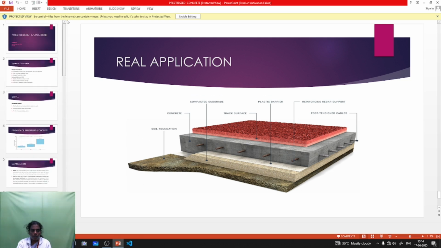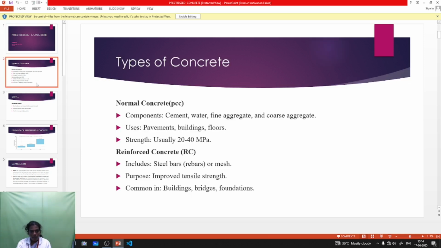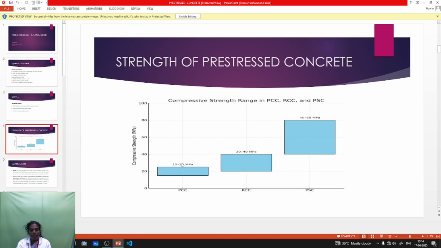So first, a revision from the first slide. Types of concrete: PCC is used for M20 concrete. Next, the three types of concrete are PCC, RCC and prestressed concrete. Prestressed concrete is mostly used for long span structures, normally bridges and railway tracks. Next, this is the compressive strength comparison for PCC, RCC and prestressed. Prestressed concrete has more compressive strength compared to PCC and RCC.